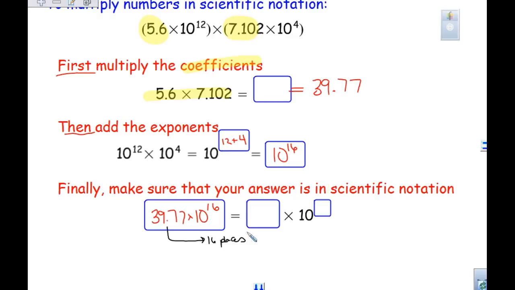So when I look at this, if I now write this number as 3.977, how many places would I have to move the decimal point? Would I move it 17 places or 15 places? I should be moving it, what do you think, Wyatt? 17. So it was 16 when it was right here, right? But I'm now placing it between the 3 and 9, which means this is to the 17th power for my answer.